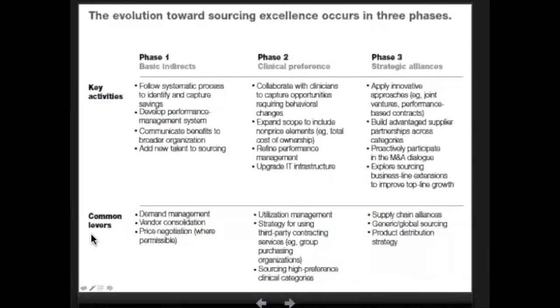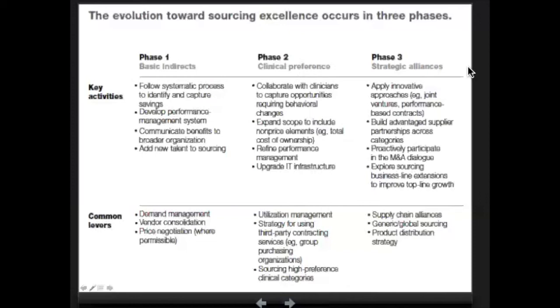all doing. The common levers for this phase of evolution is the utilization management, how it's being utilized, each item, how they are being utilized, and what's the right way that we can create a sourcing strategy for it. Strategy for using third-party contracting services. So we need to know how GPOs can be leveraged, their overall volume leveraging skills can be put in use in our sourcing requirements and our sourcing processes. And in this, you also are sourcing high preference clinical categories. So that's the way the second phase is normally managed.